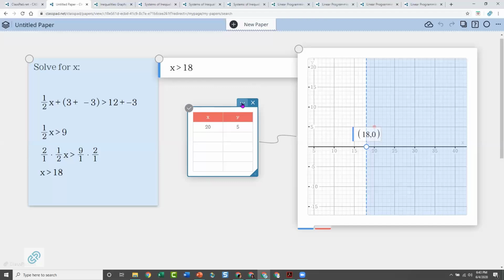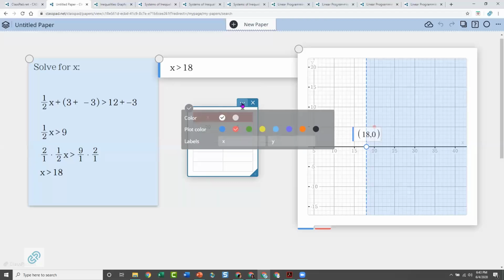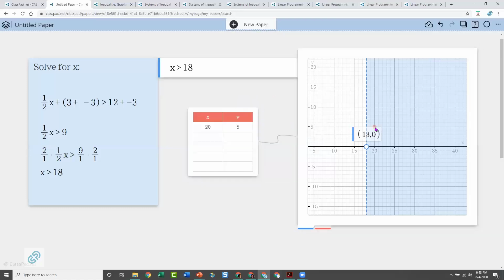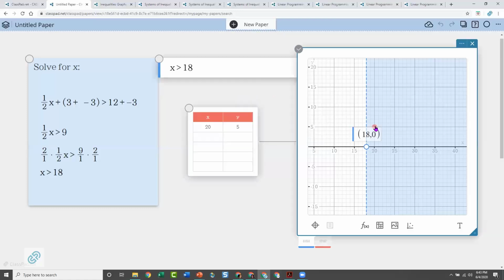Anytime you're in a sticky, there are 3 dots, and those are always indicating that there are some settings you could change. So I could change the labels of the points to not be X and Y. Right now that makes sense, so we'll leave it there. But here's this point that I plotted. And as I move it, notice it also moves in the table. And this point is now in my shaded region.